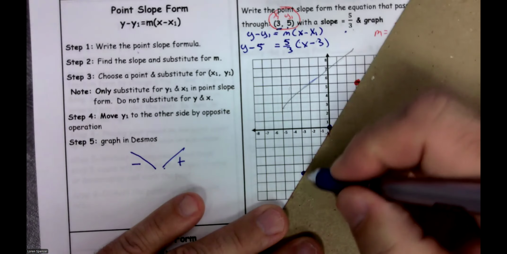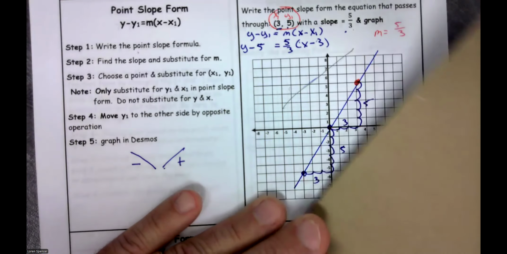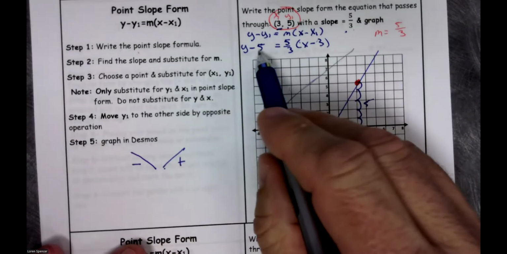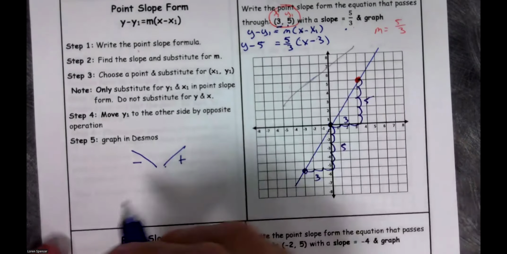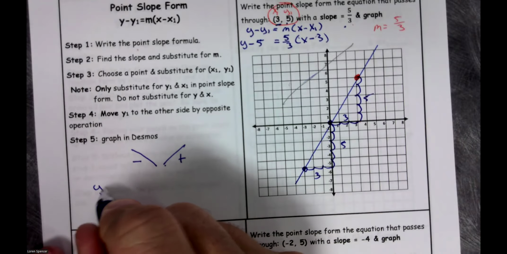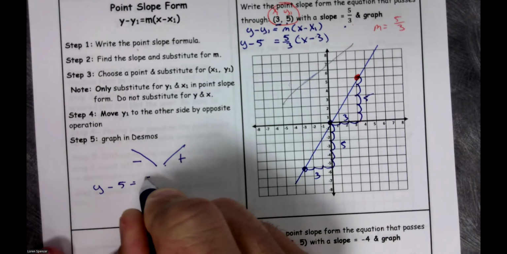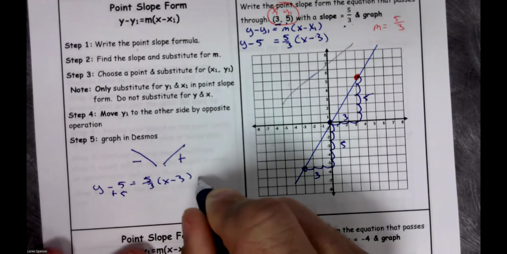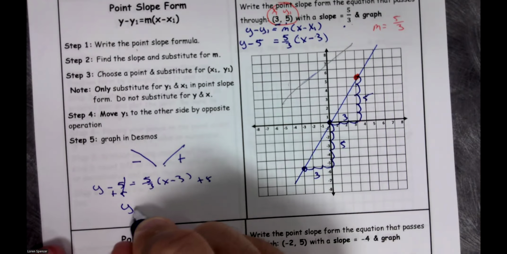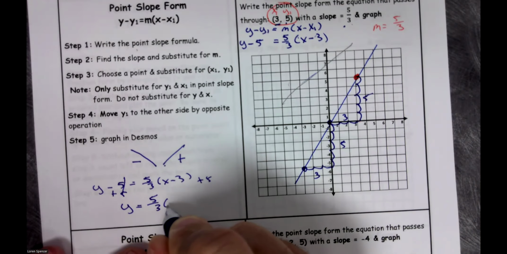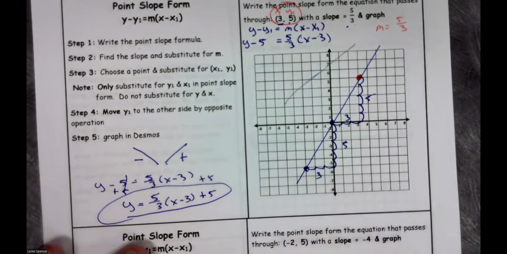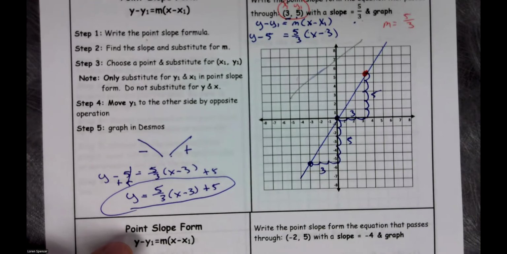Now, it also says here, we can do this in Desmos too. We can move y to the other side. Well, if I move that minus 5 to the other side, it becomes a plus 5. So instead of having y minus 5 equals 5/3 x minus 3, I could add 5 to both sides. This goes away, and now I have y equals 5/3 x minus 3 plus 5. Now that really looks ugly, and it can be simplified a lot farther than that, but that's actually good enough right there to graph it in Desmos, so let's do that.